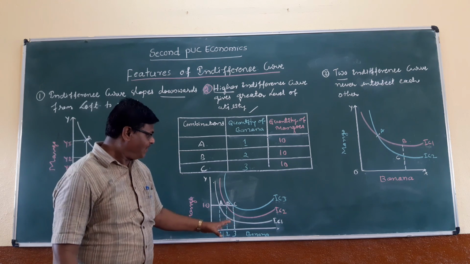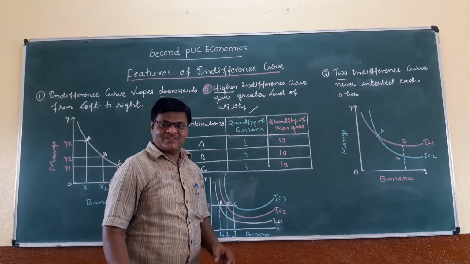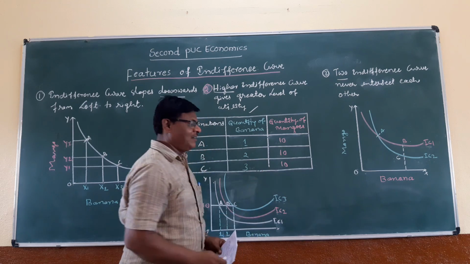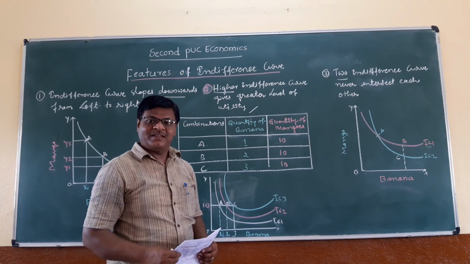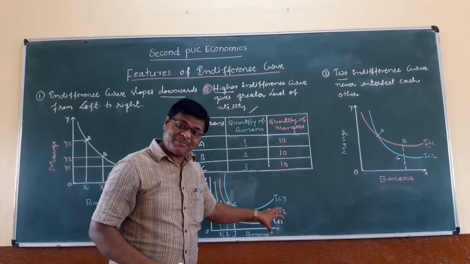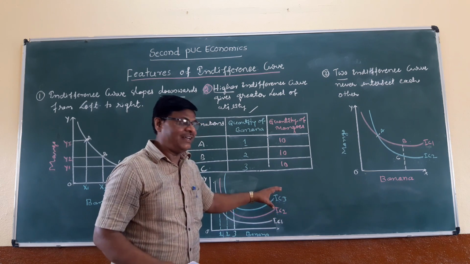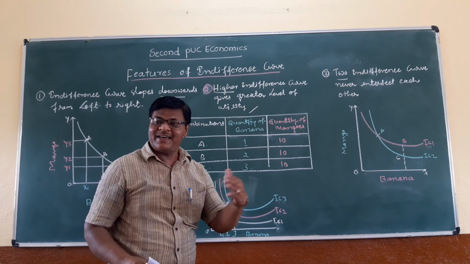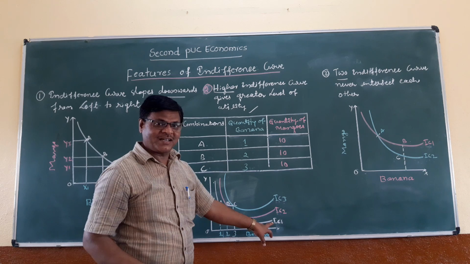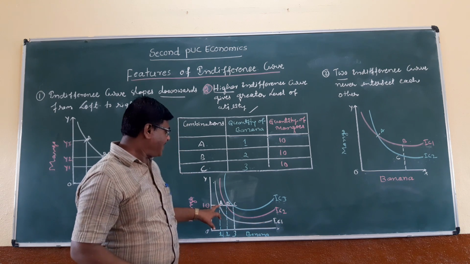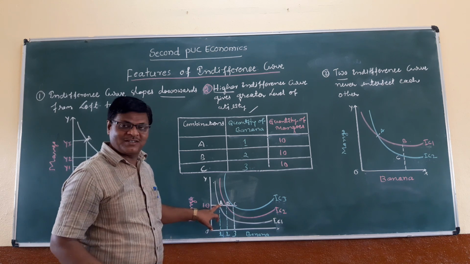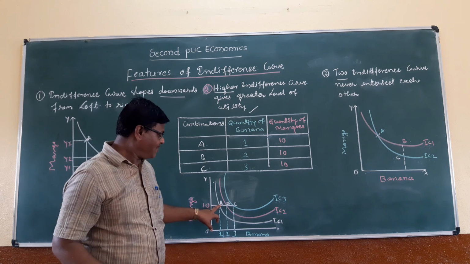This is a diagram. We have three indifference curves: IC1, IC2, IC3. These three indifference curves give higher and higher levels of satisfaction. IC1 is the first indifference curve. At point A, the 10 mangoes and 1 banana give satisfaction to the consumer.